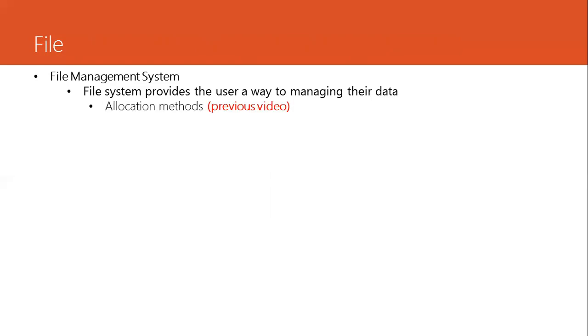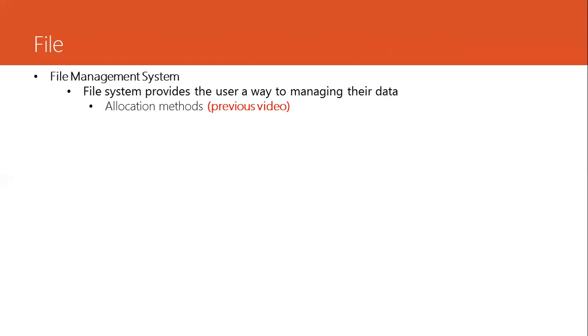The user simply sees files and directories. And the file management system actually maps the logical blocks of the user data into sectors on a disk drive. The file management system is one of the major activities that the operating system should be able to perform, in a way that abstracts away the complexity of the hardware and provides the user a way to manage their data. We have studied various allocation methods in the previous video.